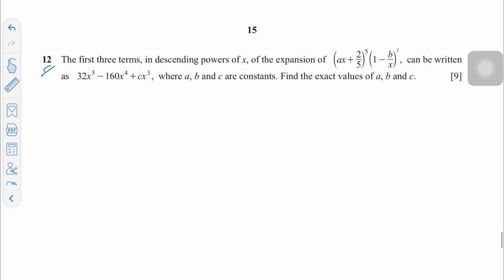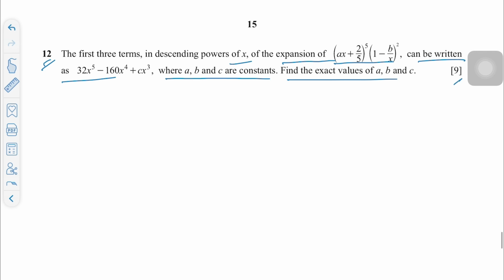Now moving on to question 12, we have the first three terms in descending powers of x of the expansion of this, which can be written as this, where a, b, and c are constants. Find the exact values of a, b, and c. It's a 9-marker question. It's a very long question. Let's just simplify this first.